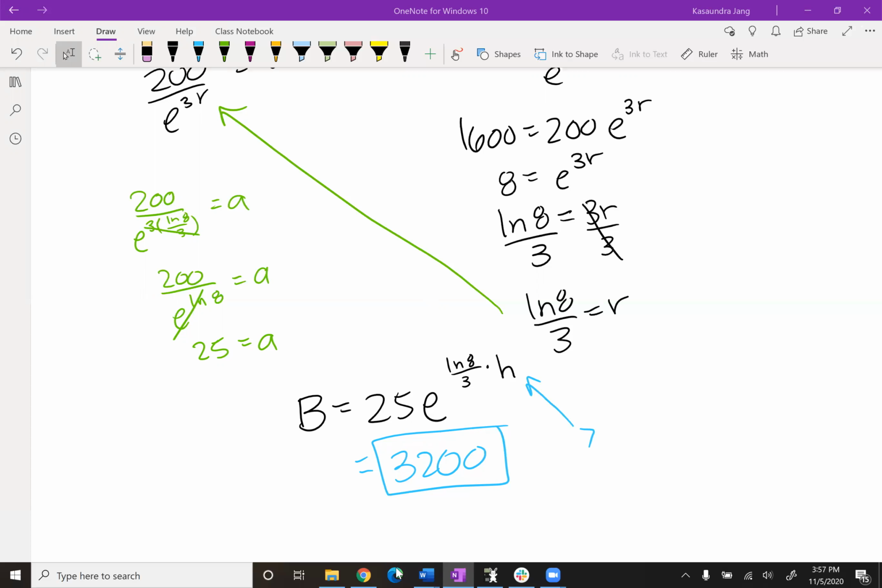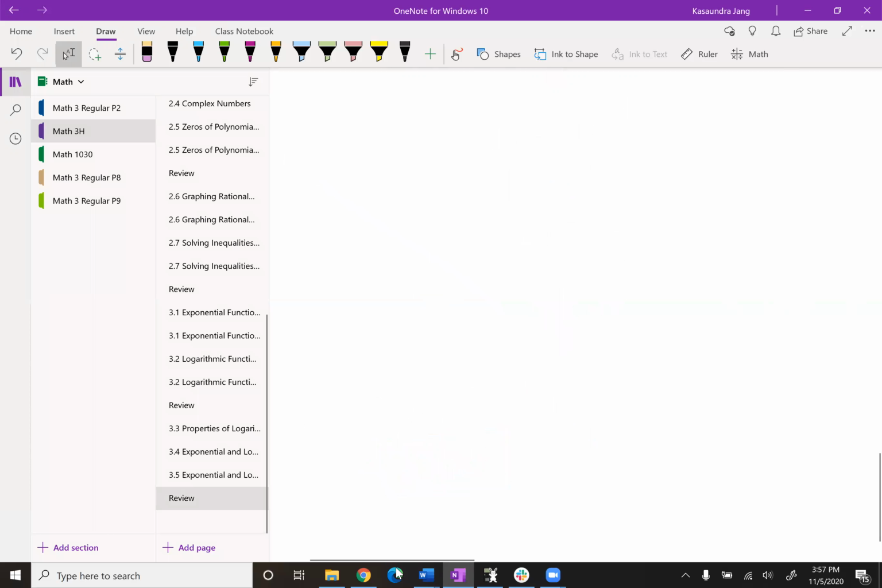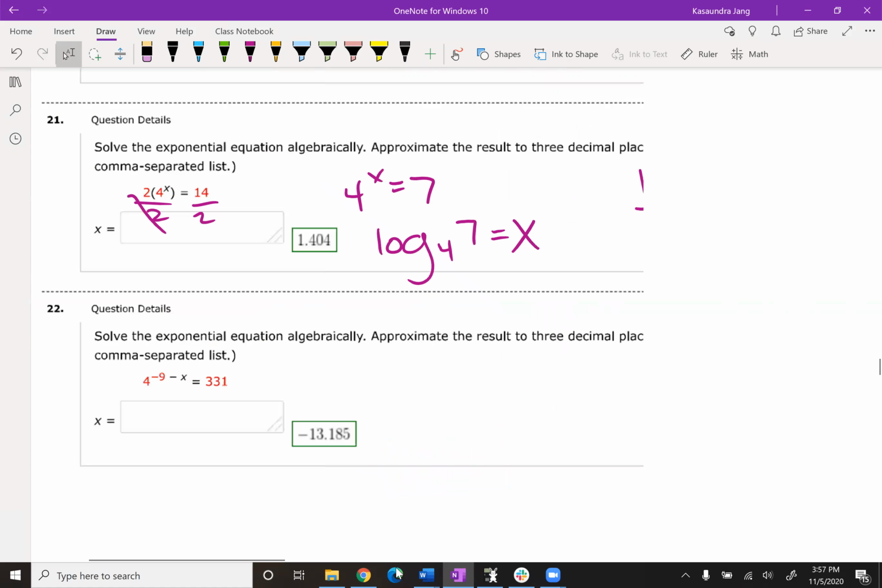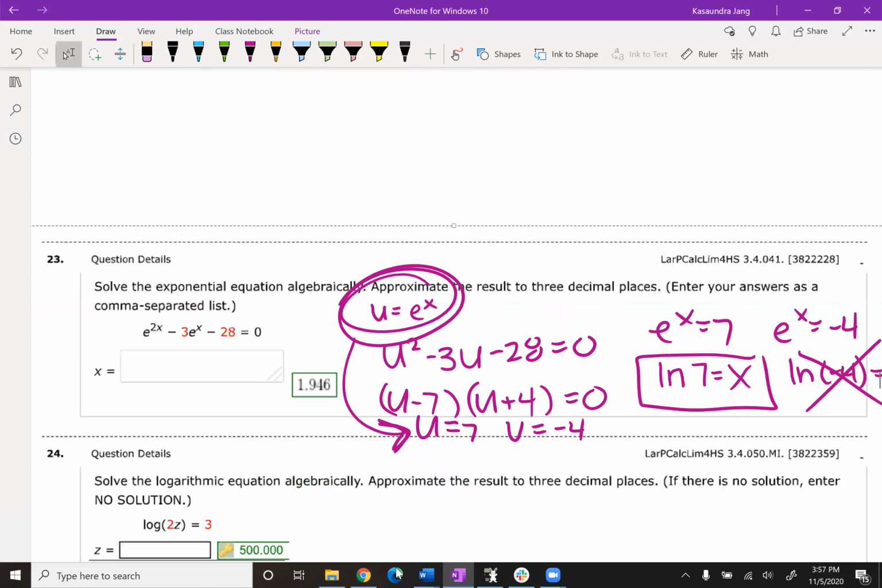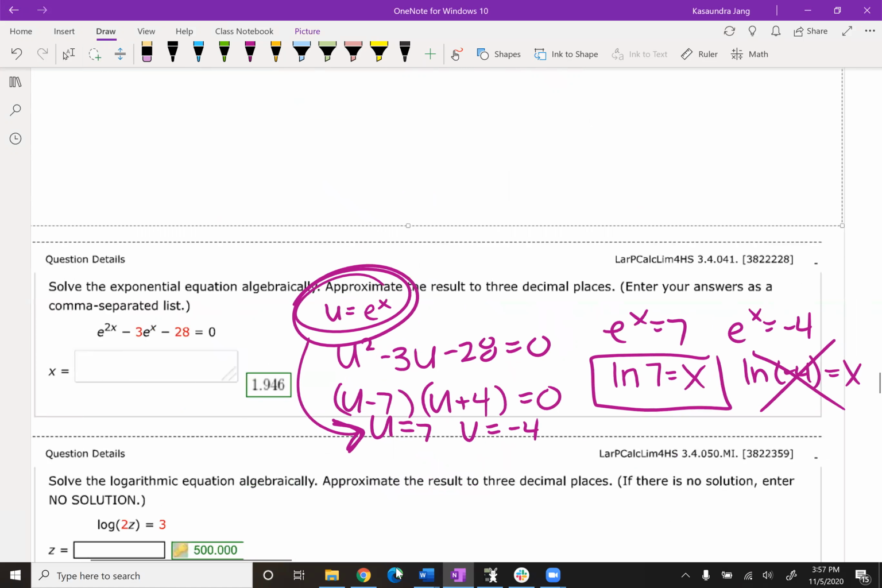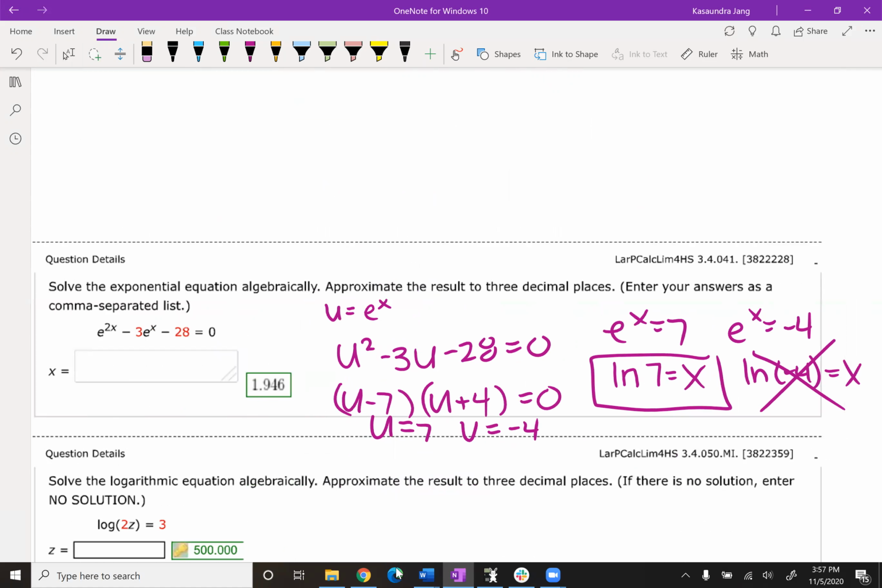All right, 23 on the review. So here is actually what we did in class. It's U substitution. So I don't know if you remember this, but you're basically holding the place of your e to the x with a u. So you can rewrite e to the x squared as e to the 2x, because your exponent rule is an exponent raised to another exponent means you multiply those exponents. So e to the x raised to the 2 is e to the 2x. Oh, you meant 25.